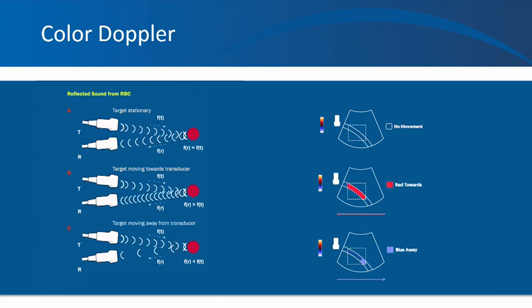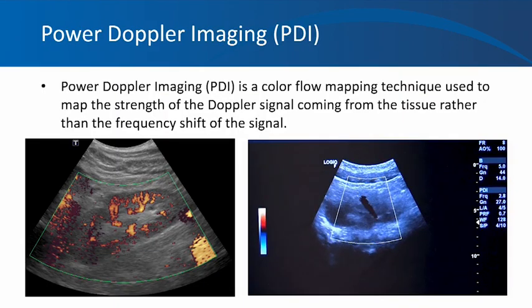So essentially, red and blue represent direction of blood flow, but need not necessarily indicate artery or vein. And Doppler shift is the difference between transmitted and reflected frequencies, and it is maximally detected when the angle of incidence is parallel to the vessel, as opposed to grayscale imaging, where we already discussed that the perpendicular angle produces better images. Power Doppler is used to detect flow like the regular color Doppler, but it uses the intensity of the return signal rather than the frequency.